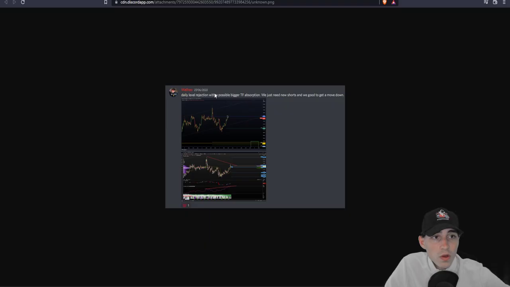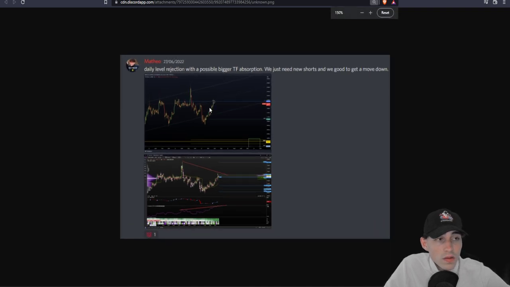So on the retracement here, we of course planned for the next day. As you can see here, the screenshot right there. We have done a swing Fib pin here on the very top. We did a move to the downside. We have planned one main target here to the upside. Of course, we got some different ones, but as you can see here, this was really the main one. So I told the VIPs, daily level rejection, as we planned in the daily update, with a possible bigger time frame absorption.